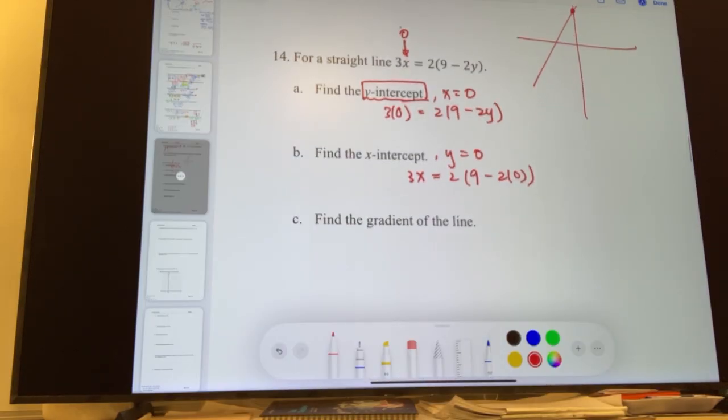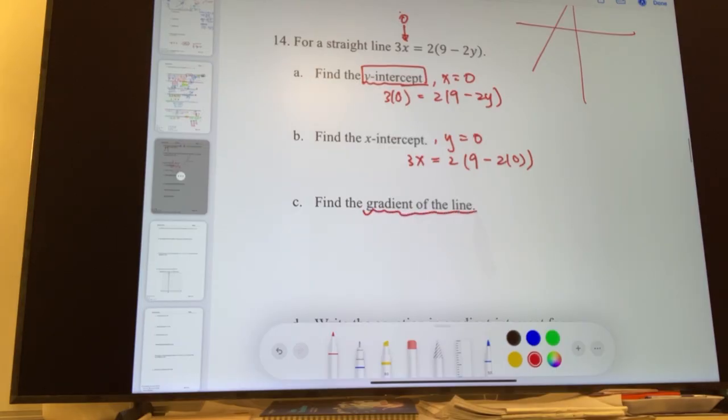And in here, gradient of the line. This is a straight line, so you are looking at the equation y equal to mx plus c. Rearrange the equation, just expand, move it about. That's what your job is. So you are going to have 3x equal to 18 minus 4y, and then you can tidy it up.